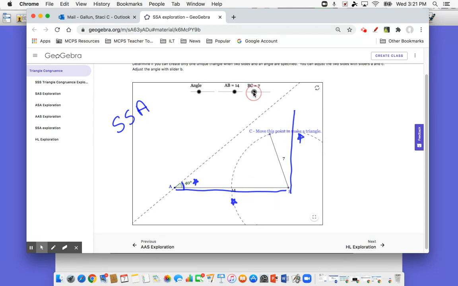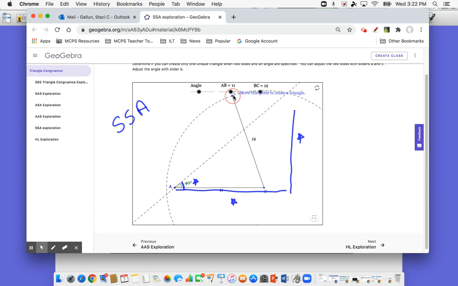Let's see, what could I do? What if I made this longer? Let's say I want this one to be a little shorter. I'm going to change this around. Let's go with this. So I'm going to drag this. Look, I get one triangle.